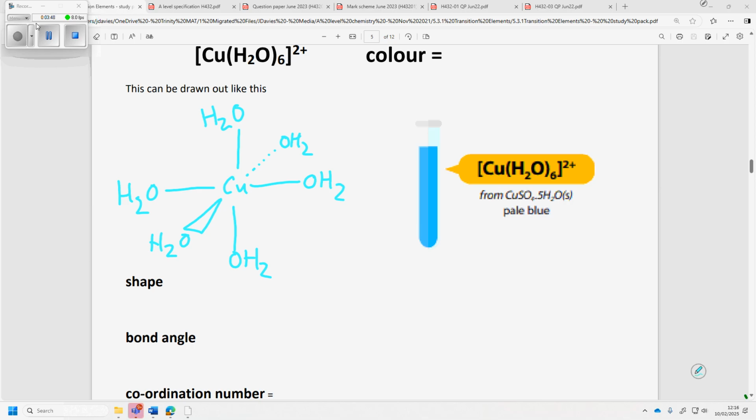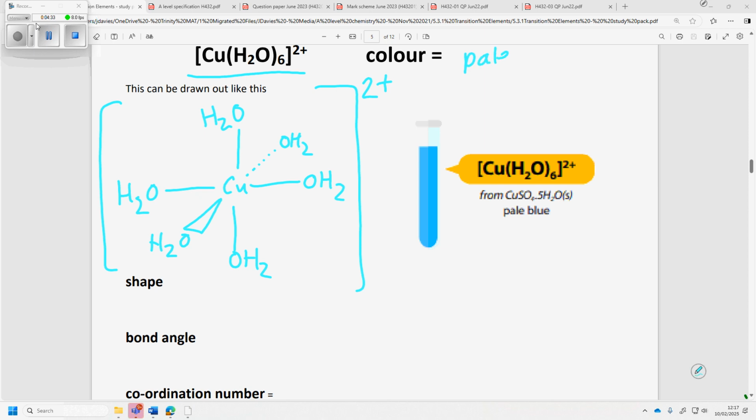Now, what happens to that 2+ charge? I draw my complex inside square brackets, and the overall charge goes up in the top right hand corner. So there are 2 ways that we can represent a transition metal complex. We can either draw out a diagram showing where the ligands are as a 3D representation, which I've just done, or we can write it as a simplified formula, [Cu(H2O)6] all in square brackets with the charge on the outside.